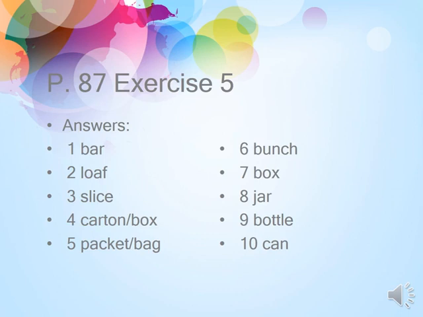7, it's a box of tissues. 8, it's a jar of honey. Then you have 9, a bottle of water, of course. And the final one, a can of cola.